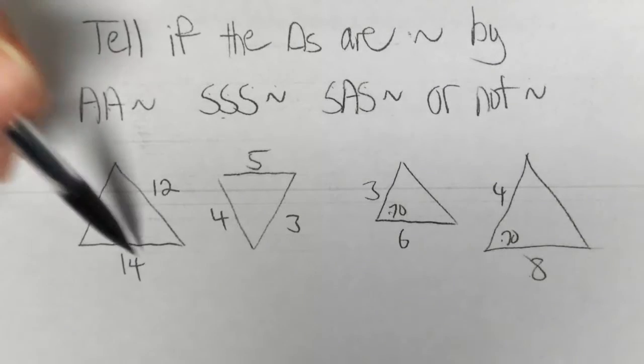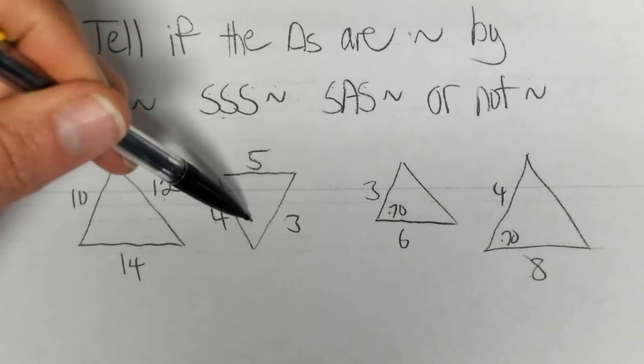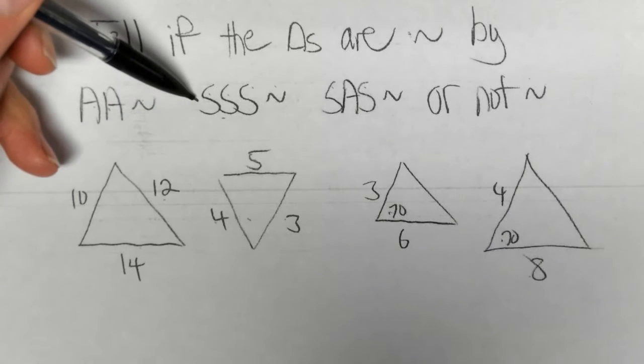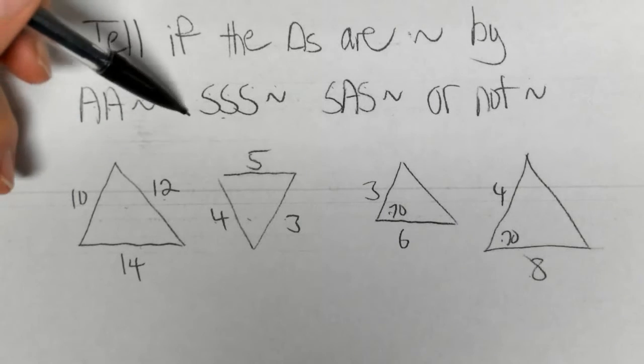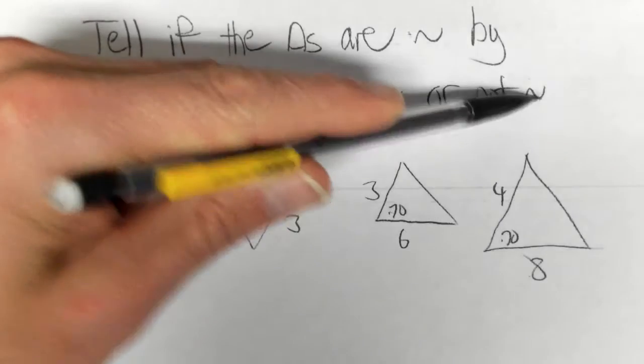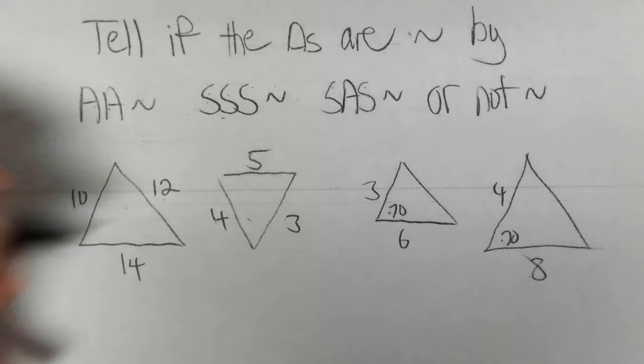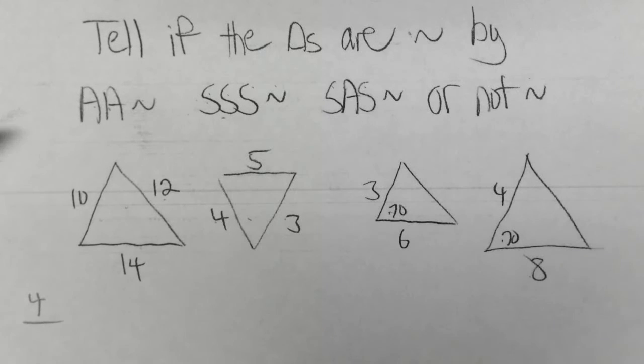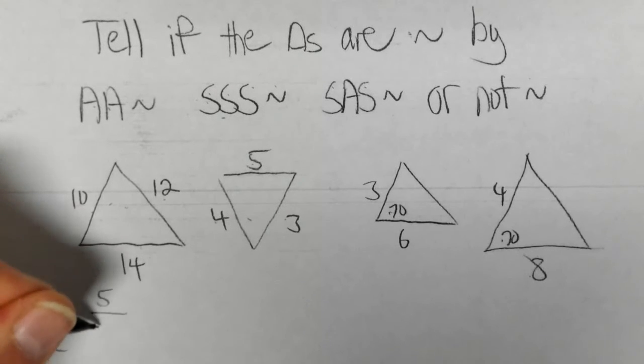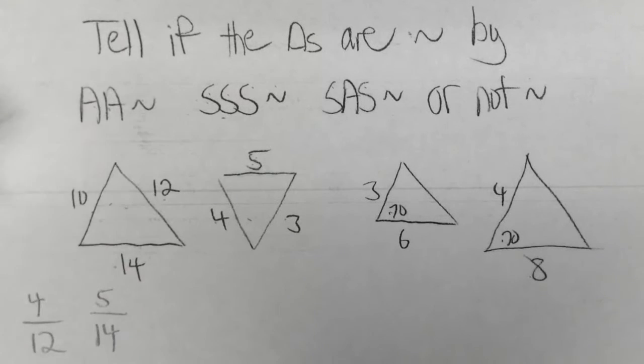So in the first one, we are given all 3 sides in each triangle. So the one I need to test is side-side-side. So it's either going to be side-side-side or it's going to be not similar. All right, so how do we tell? We need to write out our fractions. Start with 4. Okay, so what does 4 match? Well, 4 is the middle, so it should match the middle, which is 12. So 4 over 12 is the first fraction. 5, we've got 5 over 14. The biggest side matches the biggest side.